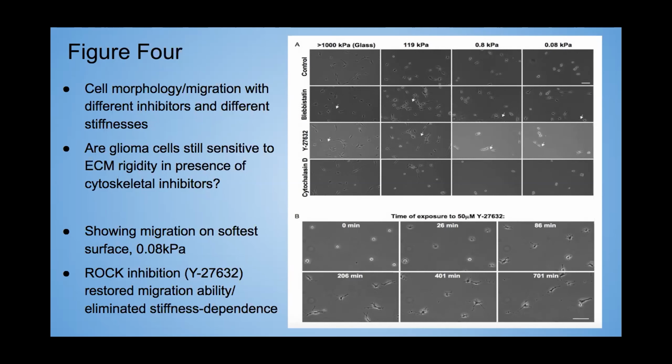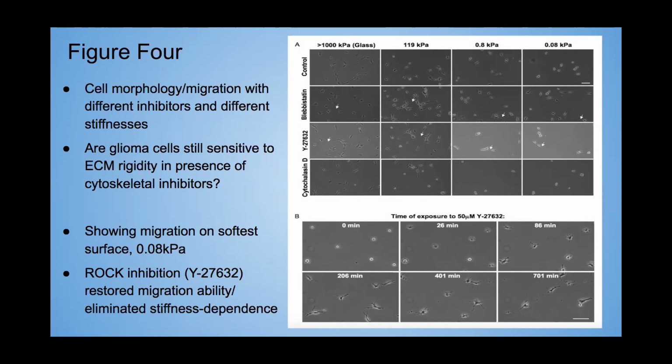ranging from the glass, which is very stiff, somewhere around the 119 kilopascals, I said. As far as results go, it is, but in this figure they're asserting that glass is astronomically higher in stiffness than the 119 kilopascals. But beyond 119, the data is pretty much all the same, and you can see that a little bit with these panels as well. So that's what they're asking: are the cells still sensitive to ECM rigidity with these inhibitors?